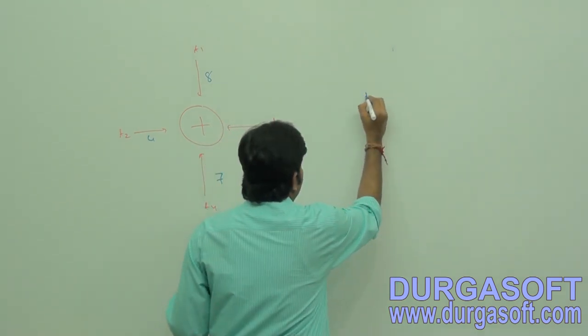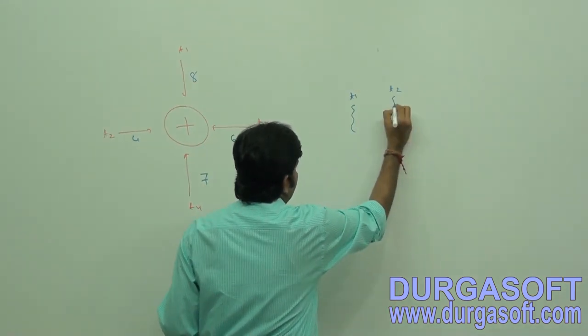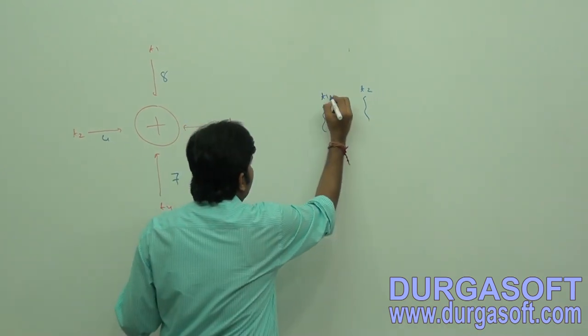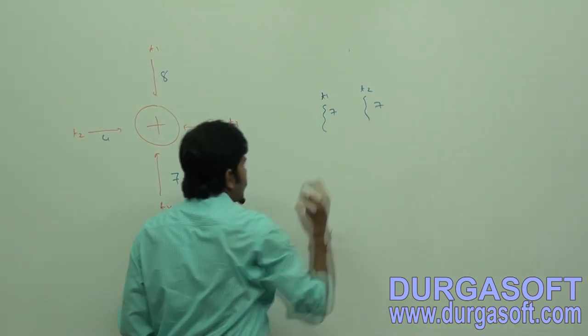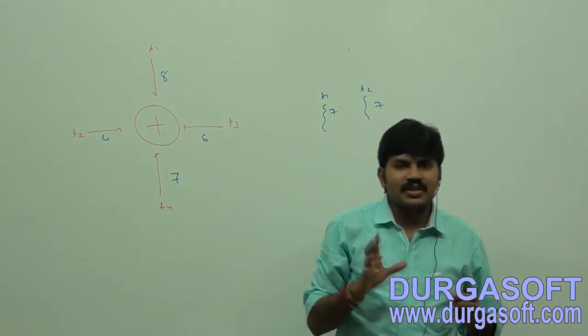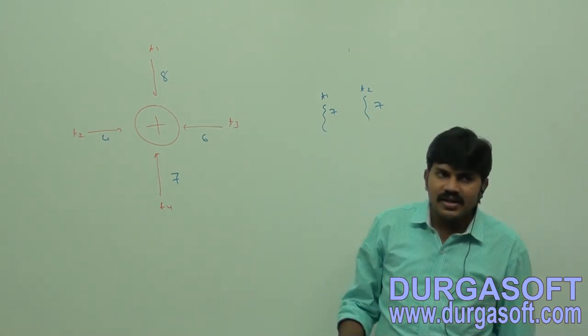Suppose, I have only two threads. T1 and T2 are there. T1 priority 7, T2 priority also 7. T1 and T2 having the same priority. Then which thread will get the chance first?